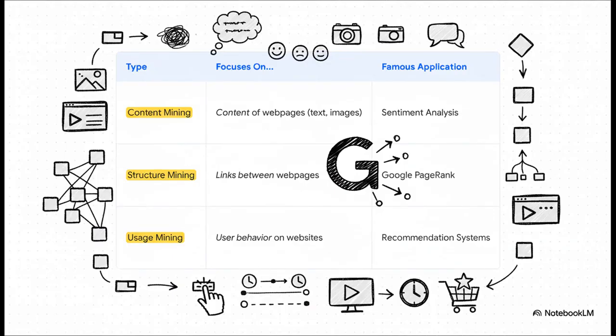The whole shebang is called web mining, and it really comes in three main flavors. First, you've got web content mining. This looks at the actual content of web pages, the text, the images. Think about analyzing tweets to see if they're positive or negative. Then there's web structure mining. This focuses on the links between web pages. This is the secret sauce behind Google's PageRank.